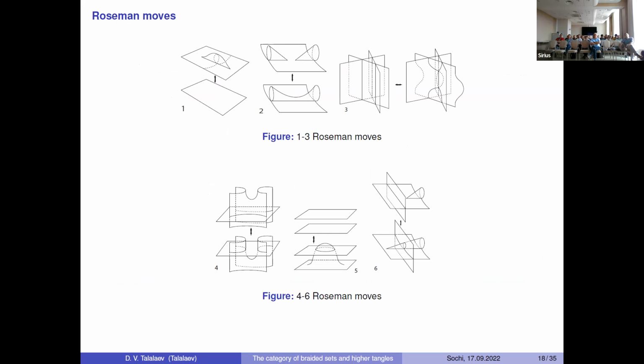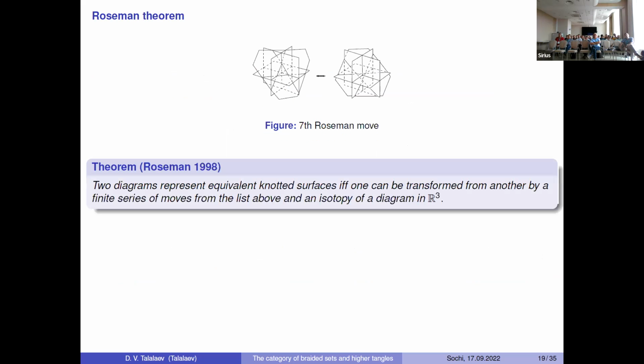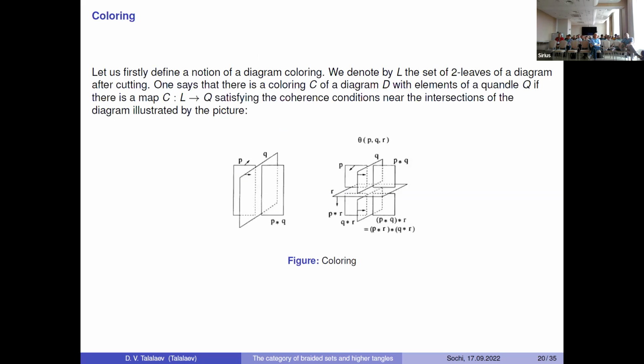And there is the Roseman theorem, which is an analog of the theorem of Reidemeister about Reidemeister moves. So there is a list of seven moves like this, and the seventh one here. And the theorem of Roseman says that two diagrams represent equivalent knotted surfaces if and only if one can be transformed into the other by a finite series of moves from the list above and an isotopy of a diagram in R3.